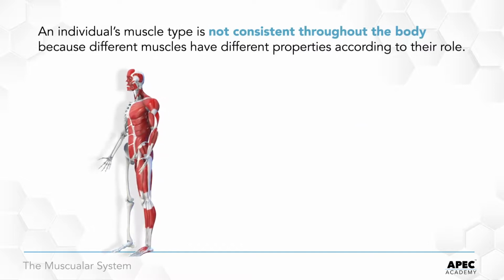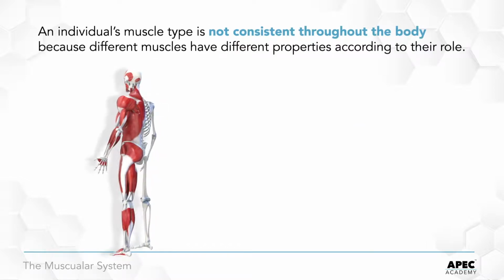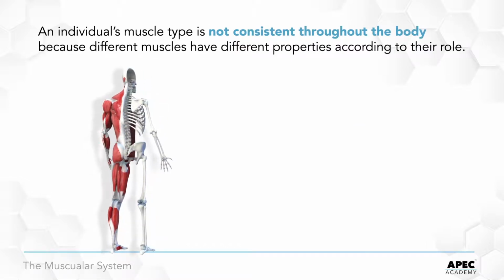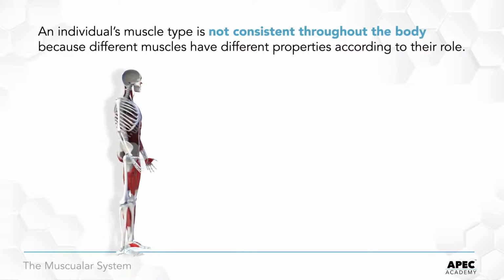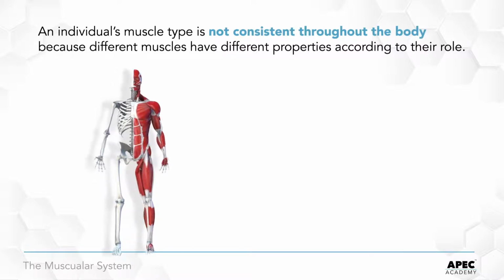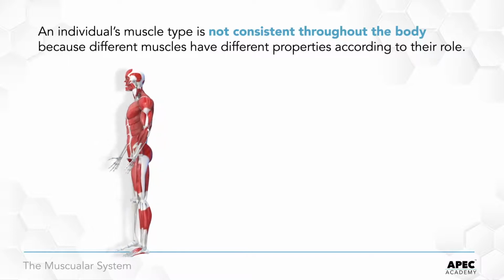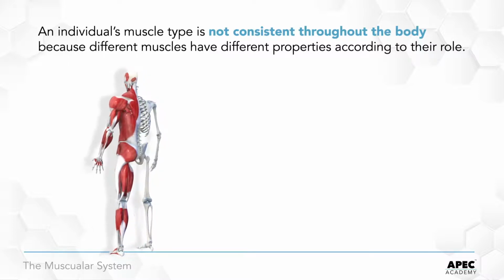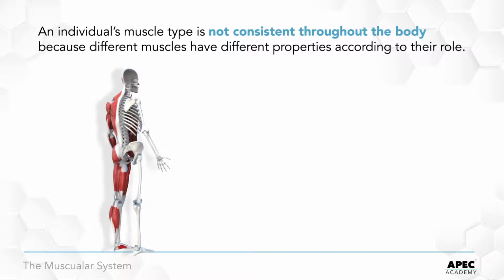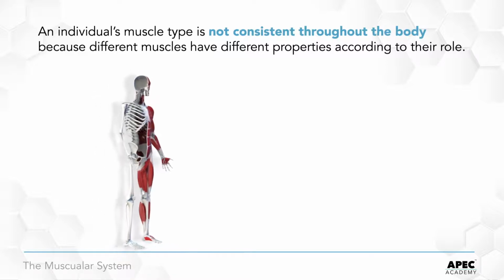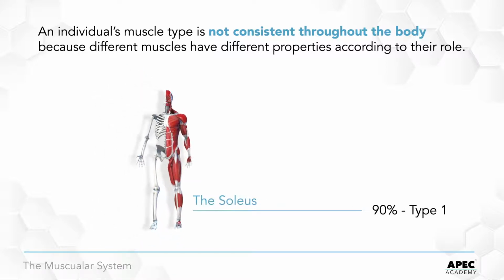An individual's muscle type is not consistent throughout the body because different muscles have different properties according to their role. For example, muscles involved in maintaining posture have to be active continuously, so they contain a higher percentage of type 1 fibers as they are most resistant to fatigue. The soleus, one of the calf muscles, contains 90% type 1 muscle fibers, but the muscle responsible for closing the eye, the orbicularis oculi, contains 90% type 2 fibers.